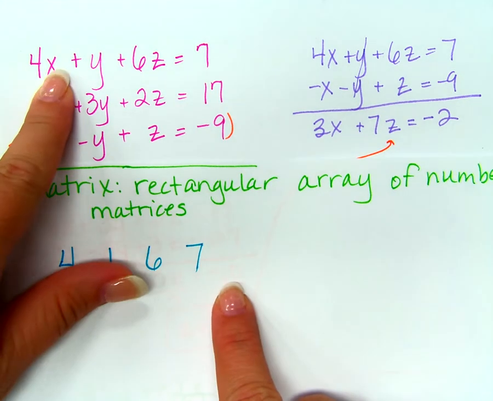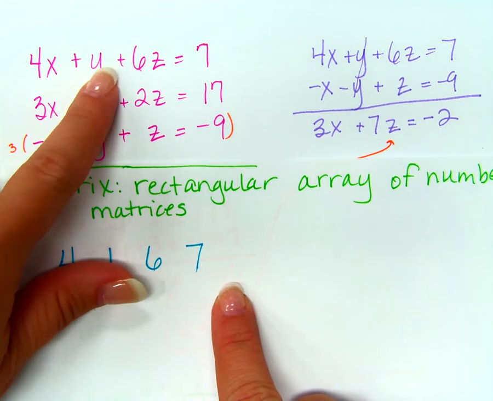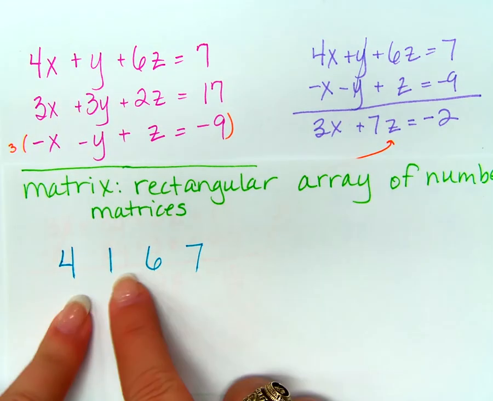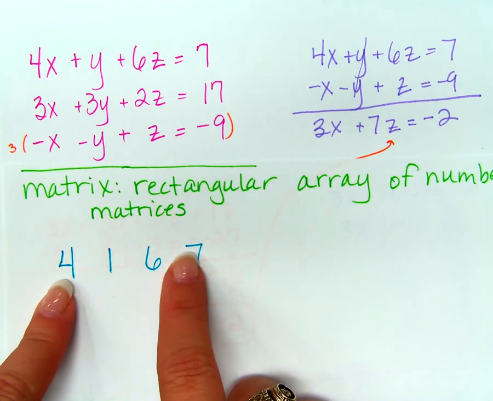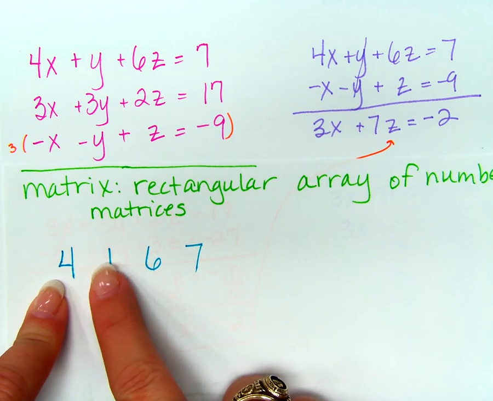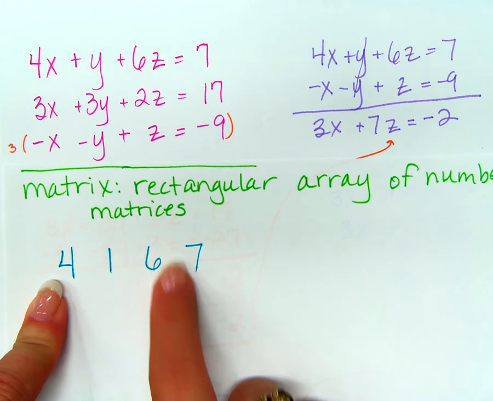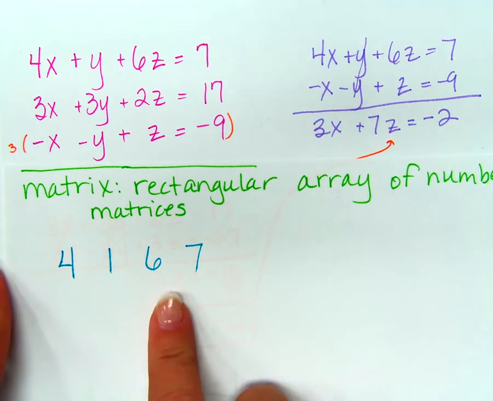I didn't copy down an x or a y or z. I didn't copy down any plus or minus signs. Well, I kind of did, right? I had to keep the sign with the number that it was with, but I didn't write 4 plus 1 plus 6. I certainly didn't write an equal sign, did I? Okay.